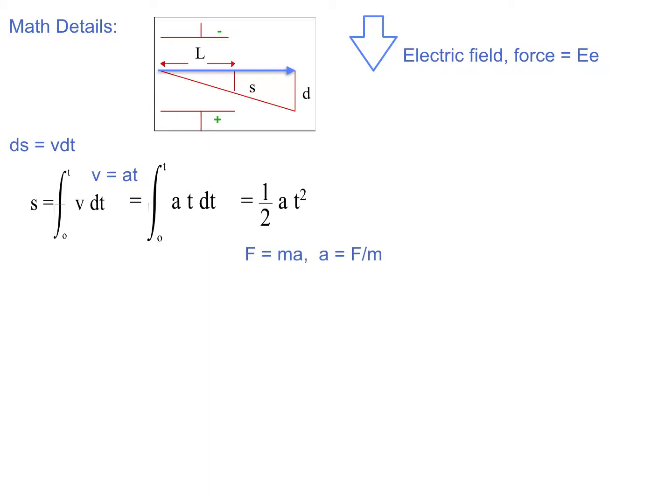Now we can write a in terms of force, because we don't measure a, we know the force we are applying. Force equals mass times acceleration, or acceleration equals force divided by mass. So I can now replace that: equals F over 2m t squared. Now we know force is equal to E times e, where E is the electric field strength and e is the charge on the particle. The product of these two is the force that we applied on the particles. So now we can replace that: E times e over 2m t squared.